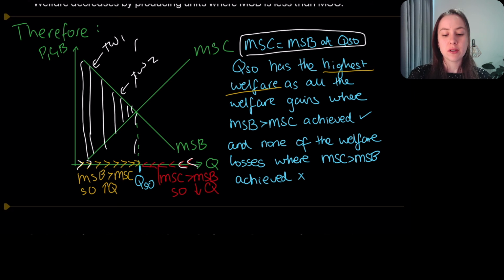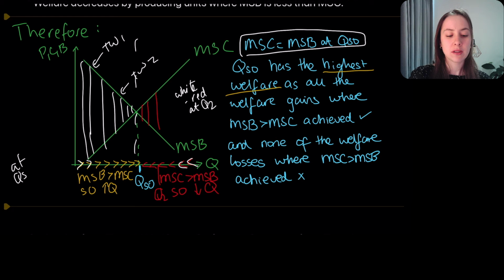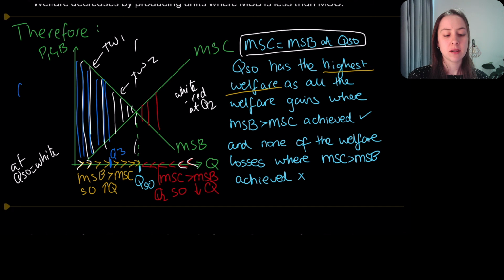Now, if you were to produce more units, say you were to produce Q2, welfare starts to decrease by all of these bits. So the total welfare would be the white area minus the red one at Q2. And at QSO, the total welfare is the white area. Now, if I was to produce a unit, say at Q3, the welfare would be lower at Q3 than at QSO. The welfare at Q3 would be only the welfare gained up to Q3. So the Q3 welfare would be just the blue one.